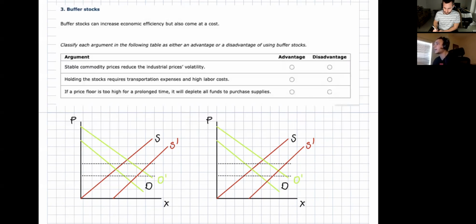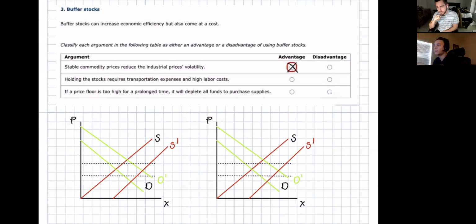So basically, buffer stocks have their advantages. A well-run one can promote economic efficiency. It's allowing you to tame prices where you want them to be. So that would be an advantage. But they do have a main problem, and it's that it's hard to find a stable target price that reflects long-term prices. And this is also from the textbook.